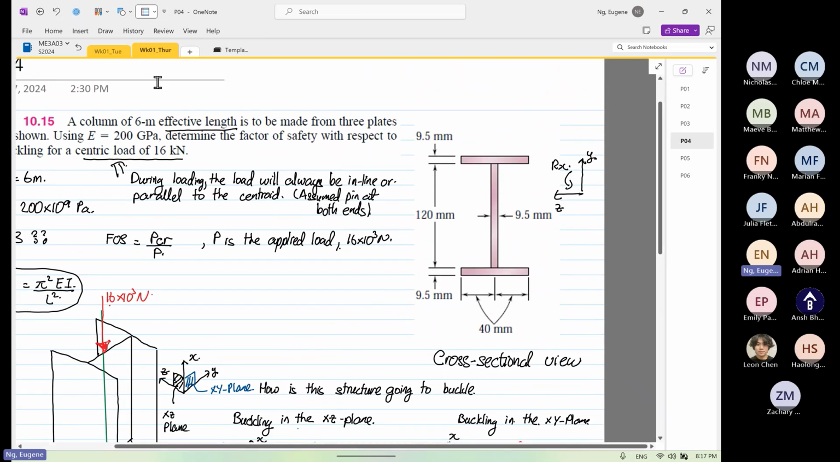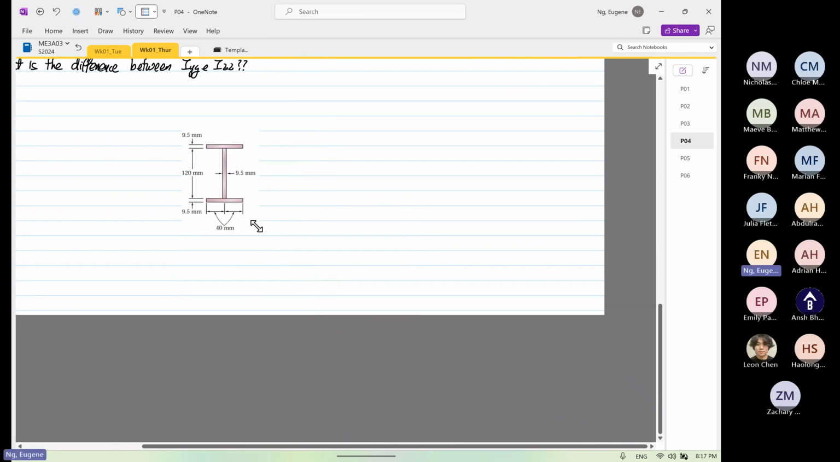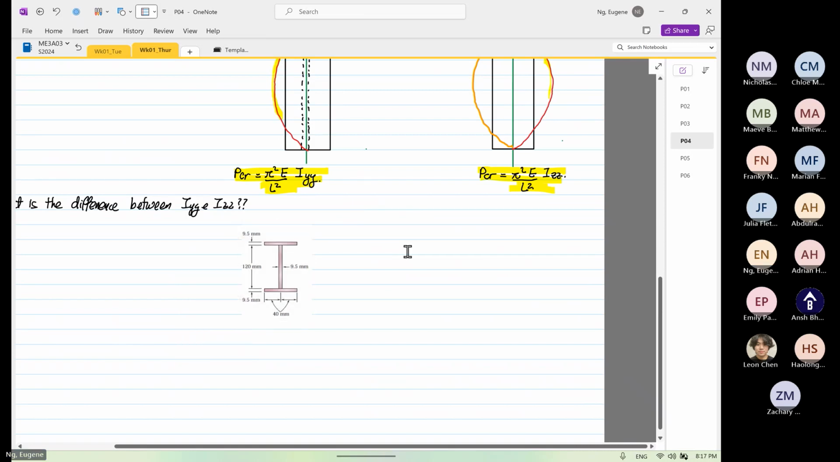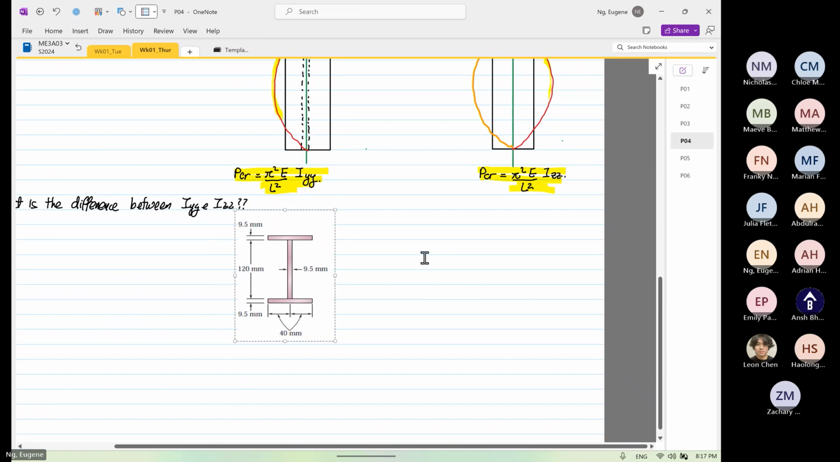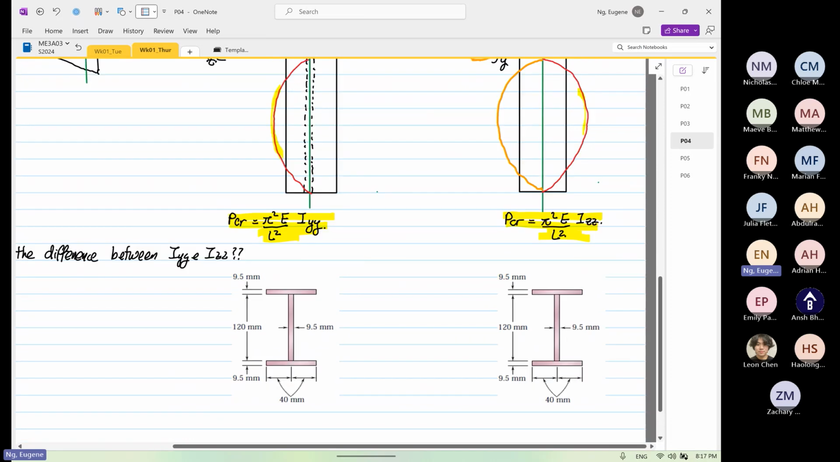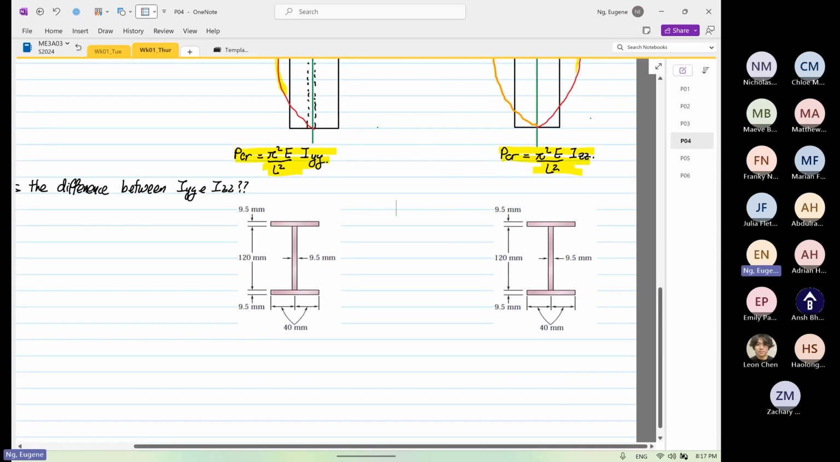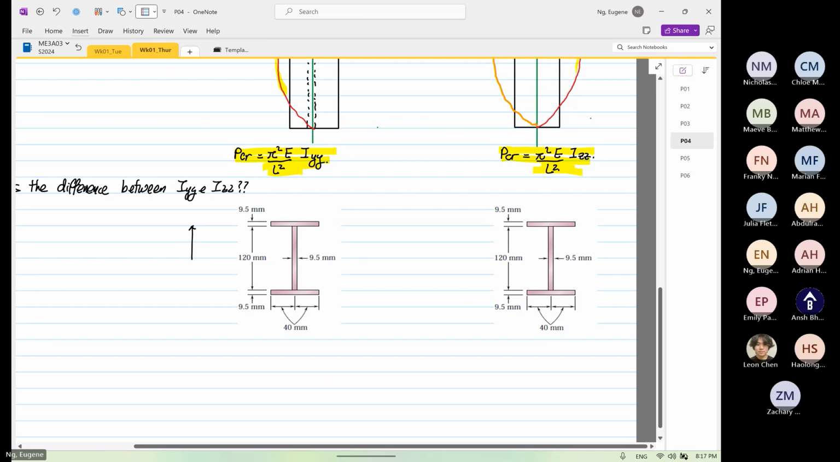So now let's look at the second moment of area. I'm going to take this image over here and shrink it down. I don't want to make it too small, I want you to see the difference. So one left and one right, both of them share the same orientation. This is our Y. This is our Z.